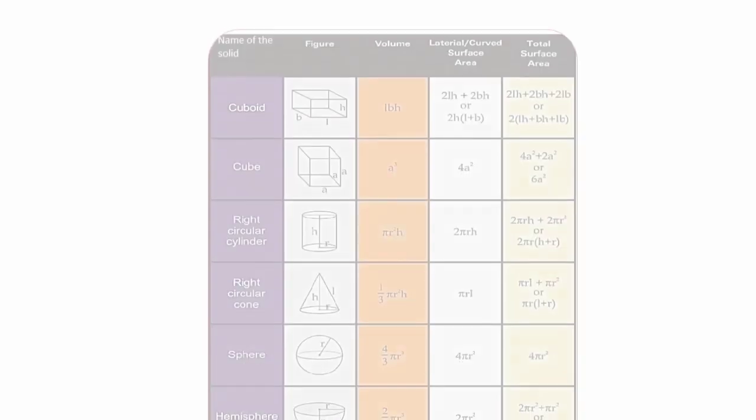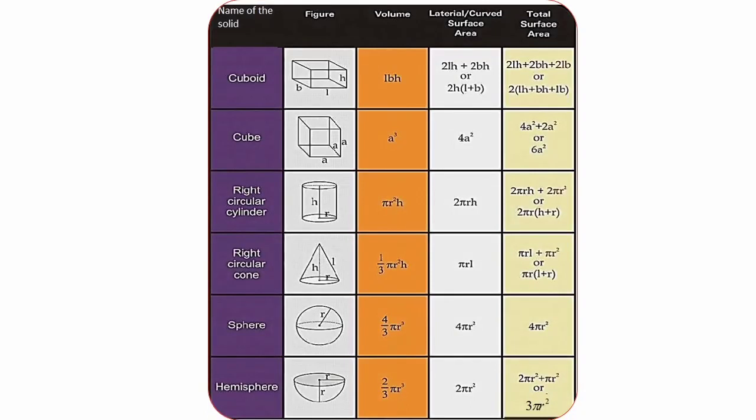Before starting the session, let's recall the formulae from the chapter surface area and volume. The first shape is cuboid. Length is represented by the letter L, breadth is represented by B, and height is represented by H. Then the volume is L into B into H. Lateral surface area is 2H into (L plus B), and the total surface area is 2 into (LH plus BH plus LB).